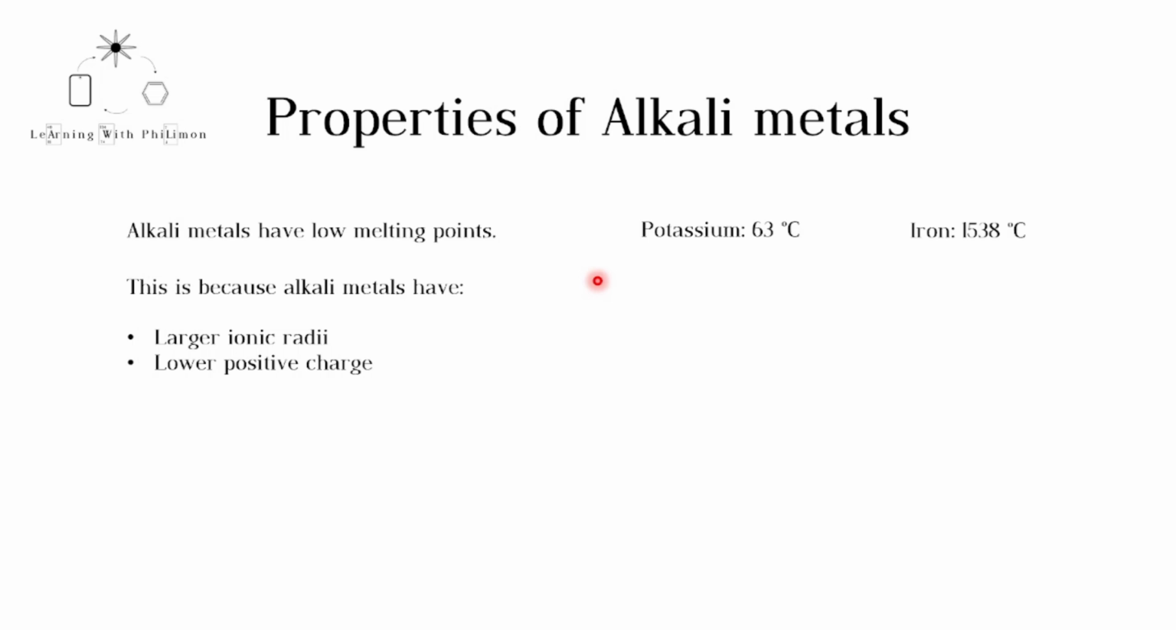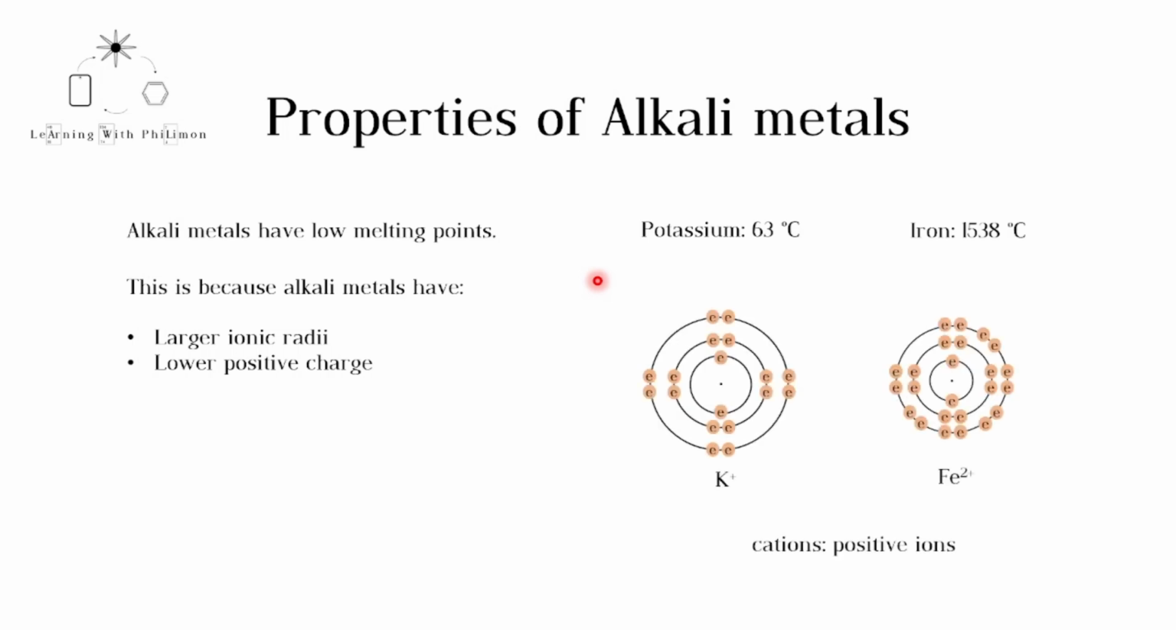Alkali metals have lower melting points because they have larger ionic radii and a lower positive charge. Metals tend to lose electrons to have a complete outer valence shell. In doing so, they form positive ions, named cations. The ionic radius is the distance between the nucleus and the outermost shell of an ion. The ionic radii of alkali metals are larger than those of transition metals in the same period. The ionic radius of potassium is 138 times 10 to the minus 12 meters, whereas the ionic radius of iron 2+ ions is 63 times 10 to the minus 12 meters. For more on trends in ionic radii, please watch the higher level videos.